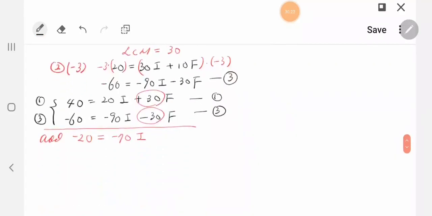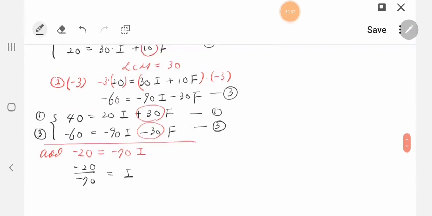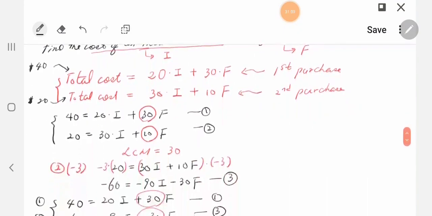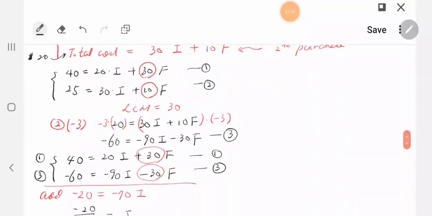Alright, so from this, let's find I. So divide each side by negative 70. Did I make any mistakes here? Okay, let me double check. All right, I copied the answer incorrectly. The total cost of the second purchase is not $20. This should be $25. Sorry about this one. So we have to change this into $25.